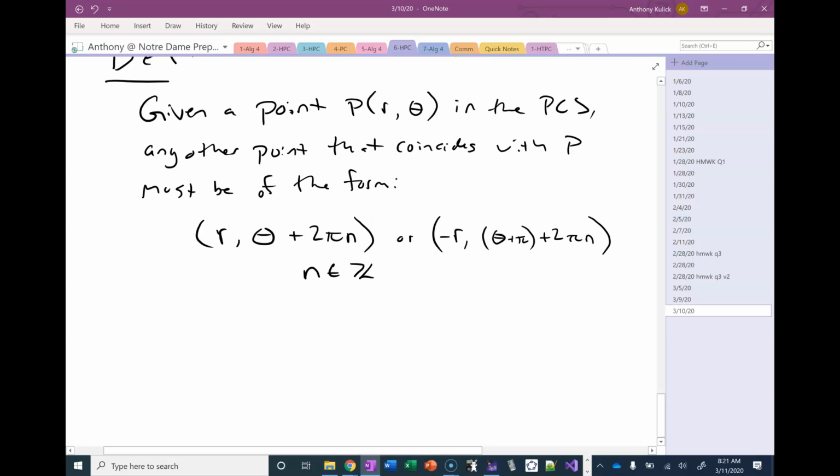Given a point P in the polar coordinate system, any other point that coincides with P must be of the form. Do we know what coincides means? Okay. What do you think based on what we've just been talking about? It's the same location, right? So points that coincide have the same location, even if they're different ordered pairs.